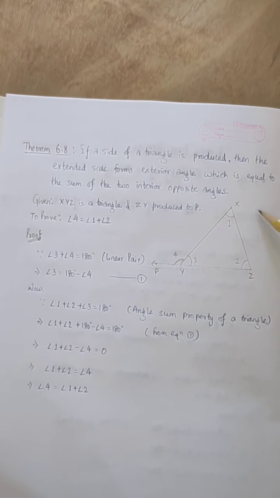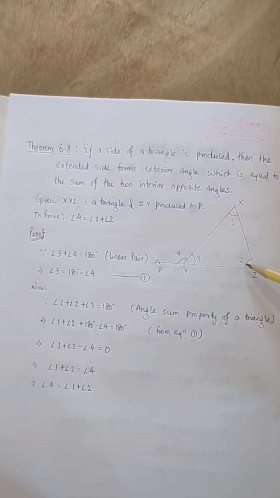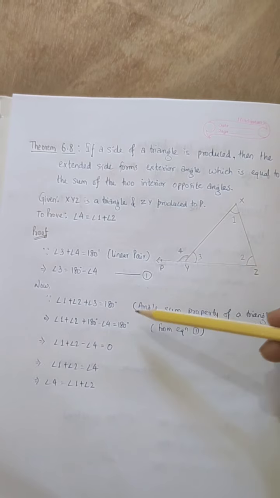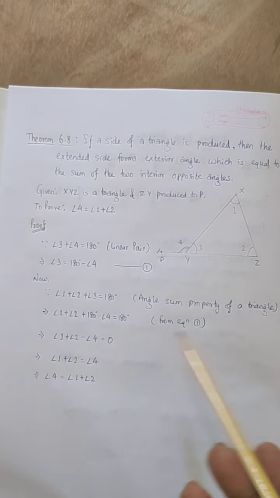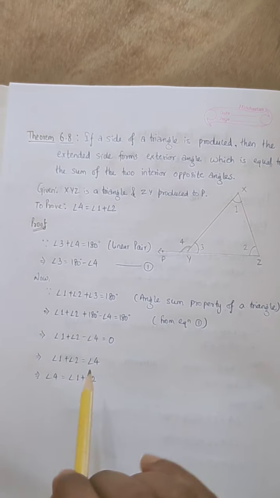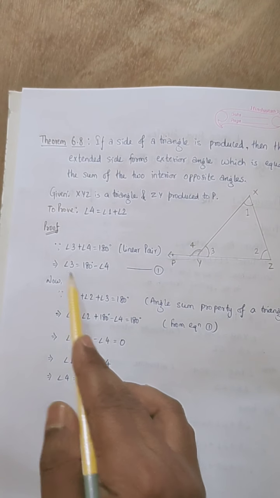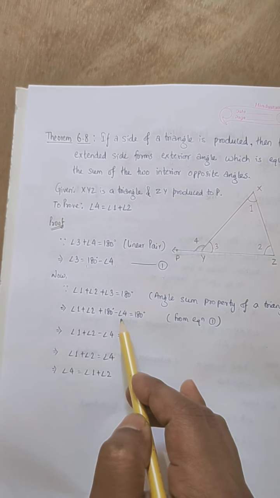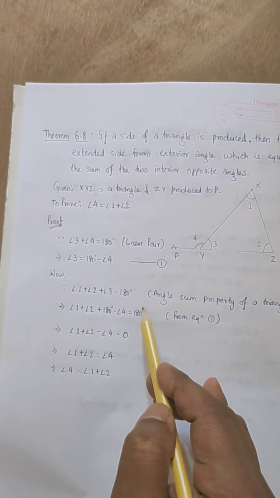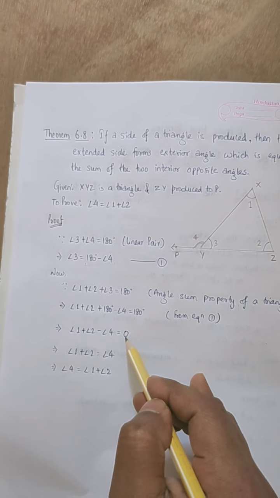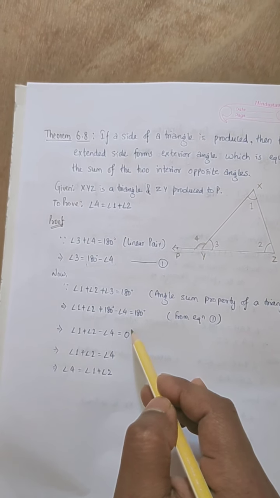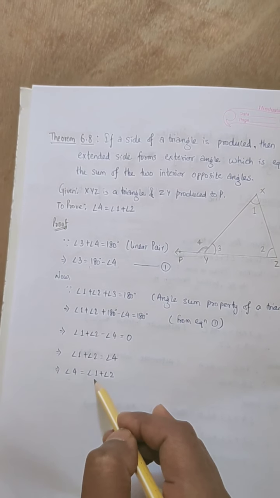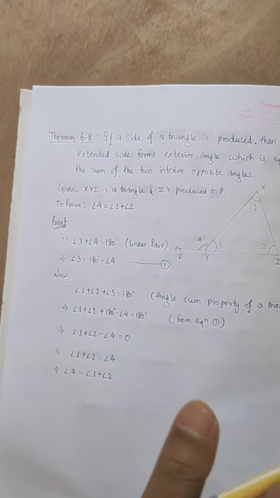Next, in this triangle XYZ, by the angle sum property we can say that angle 1 plus angle 2 plus angle 3 is equal to 180, because of the previous theorem we have read. In the place of angle 3 we can put the value 180 minus angle 4. The 180 gets cancelled, and it will be 0 here. Now we can transfer this minus 4 to the right hand side, which will be plus 4. So from this we can say that angle 4 is equal to angle 1 plus angle 2. This is the theorem. Clear?